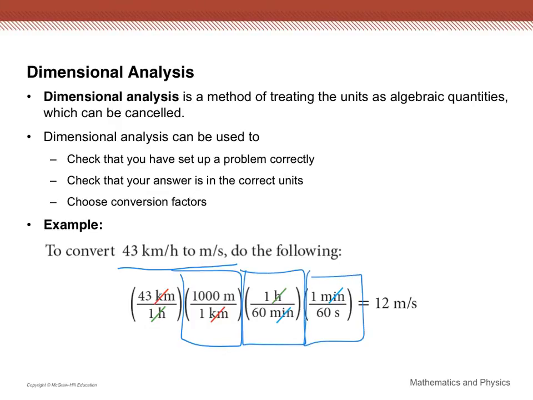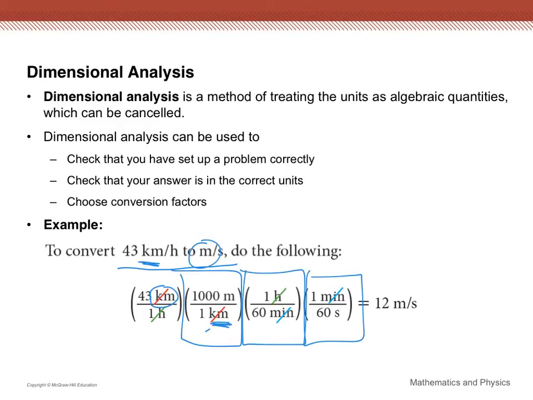And if you notice, 1,000 meters is 1 kilometer. 1 hour is 60 minutes. 1 minute is 60 seconds. Now, where did we get those? Well, we knew that we wanted to take this kilometer and get rid of it because we start with kilometers and we need to end up in meters. So to cancel out the kilometers, since it's in the numerator, we need to have a kilometer in the bottom.